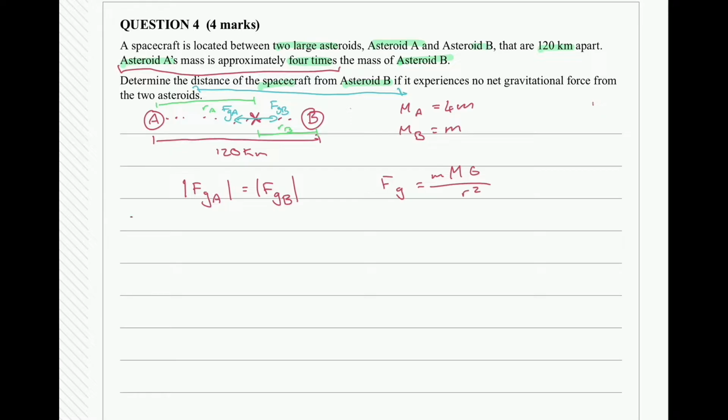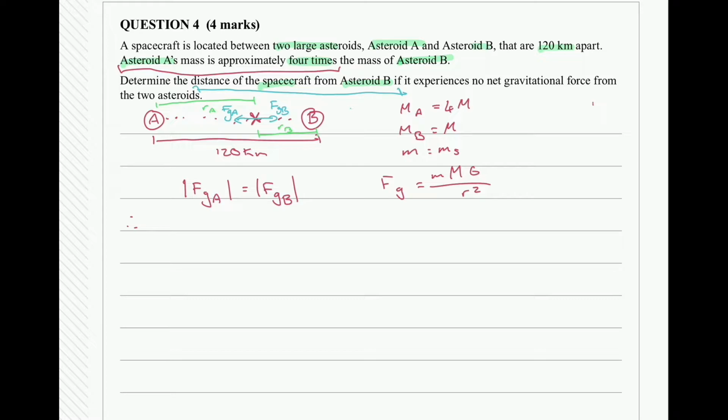So let's write this new statement now. We have FGA is going to be equal to, I'm going to say lowercase m is the mass of our spaceship. That's going to just be ms. And because I don't want too many capital or lowercase, I'm just going to have capital M for these two here. So that's that fixed up.